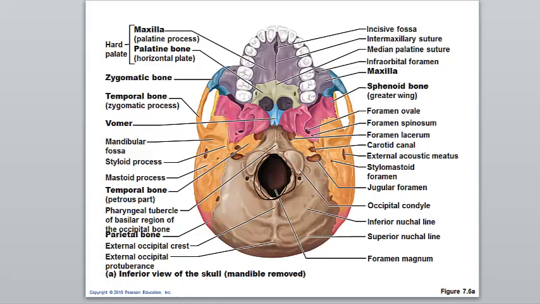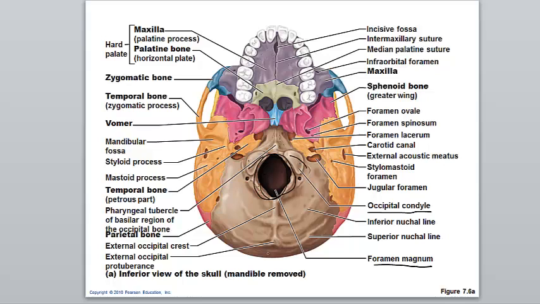This foramen is where the medulla oblongata becomes spinal cord. The spinal cord starts from here. So that is the foramen magnum. And then right next to the foramen magnum, you have two bean-shaped structures that form your occipital condyle. The occipital condyle is where your vertebrae sits on. Okay, so you have the occipital condyle.